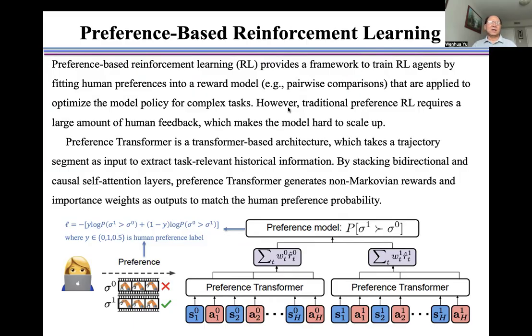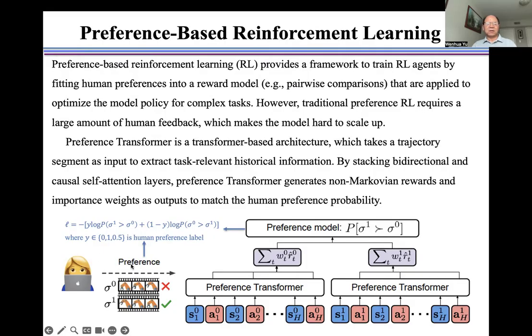Preference transformer is a transformer-based architecture, which takes a trajectory segment as input to extract task-relevant historical information. By stacking bidirectional and causal self-attention layers, preference transformer generates non-Markovian rewards and importance weights as output to match the human preference probability, as shown here.